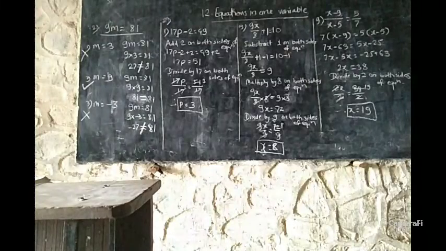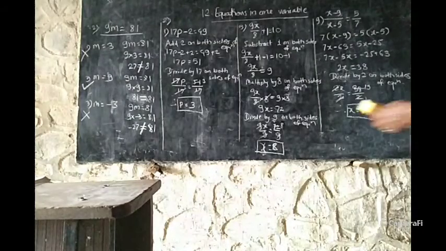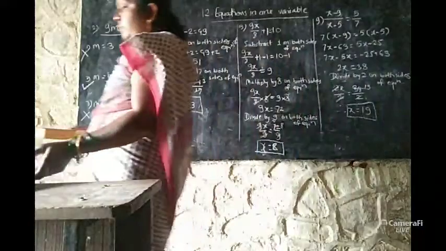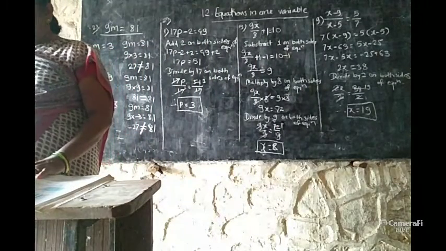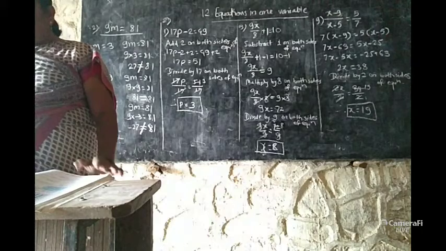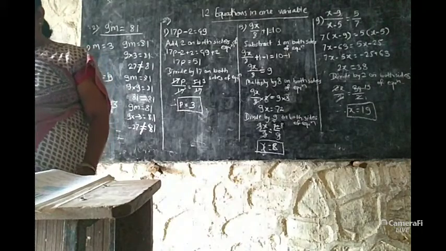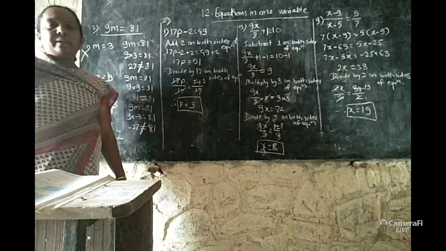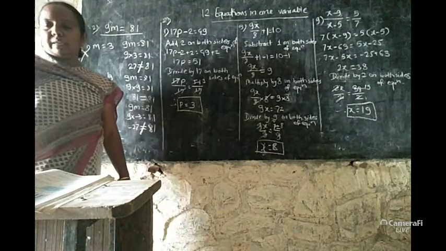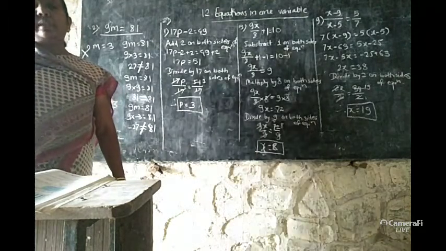Today we will start our 12th chapter, that is equations in one variable. What is meant by the equation in one variable? We have studied in the last standard how to solve an equation. Today we have to see that the value of the variable which satisfies the given equation is called a solution of the equation. Variable means the letter which is used in the equation, and the value of the variable which satisfies the equation.